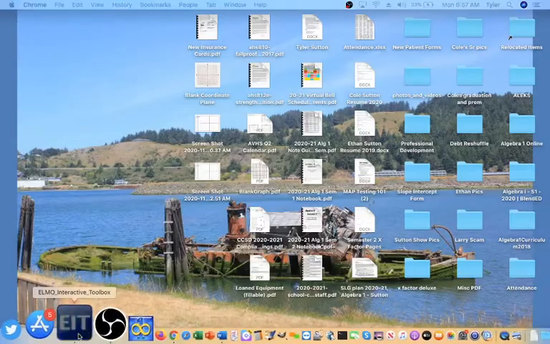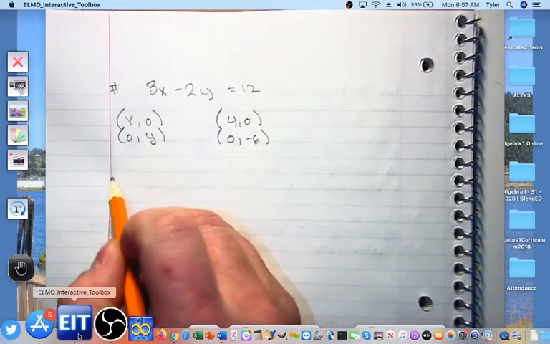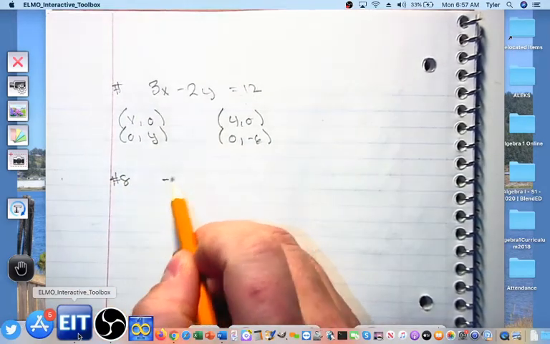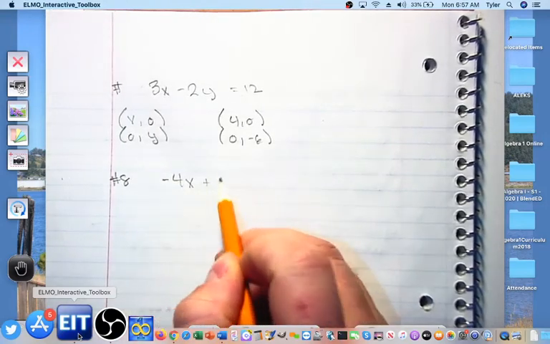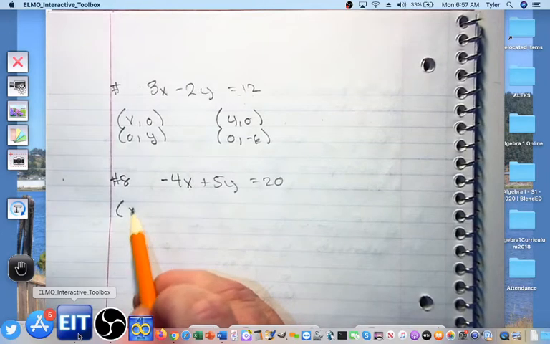Okay. So here we go. Let's go ahead and do number 8, and let's test to see if the cover-up method works. So negative 4x plus 5y equal to 20. Let's find our x-intercept first.